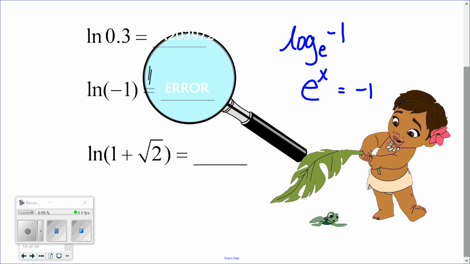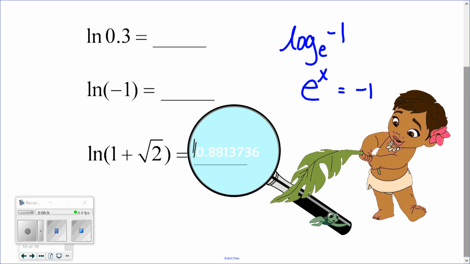All right, how about natural log of 1 plus radical 2? Make sure you're okay on buttons on the calculator there. 0.8813736, and so on. All right, questions on buttons on the calculator. That's half our issue sometimes, right?